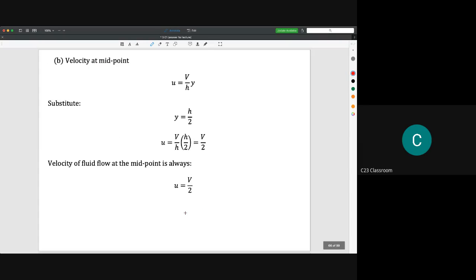Okay. If we try to find the value of velocity at the midpoint, at the center point, we put y = h/2. We found that under any condition, the flow at the midpoint is V/2, meaning the highest velocity divided by 2 is the midpoint velocity.